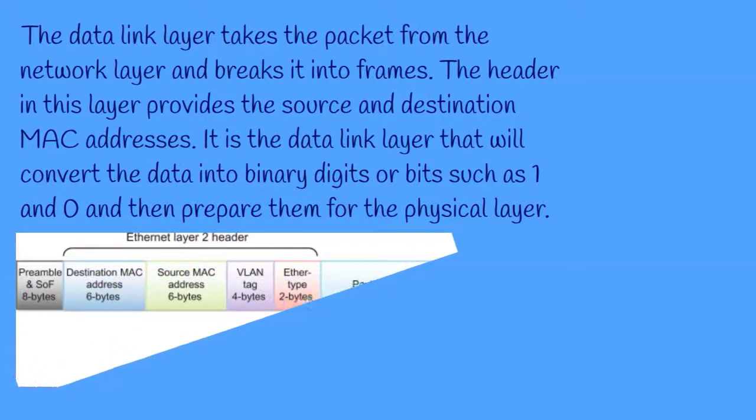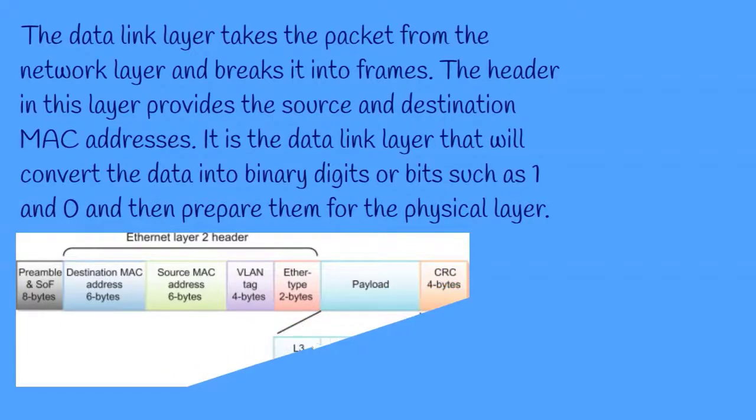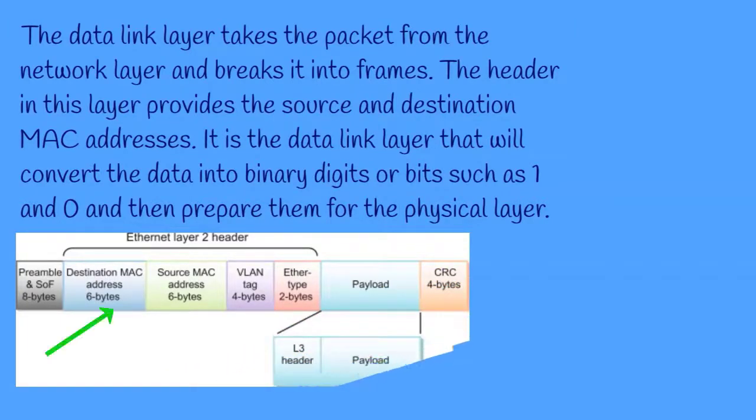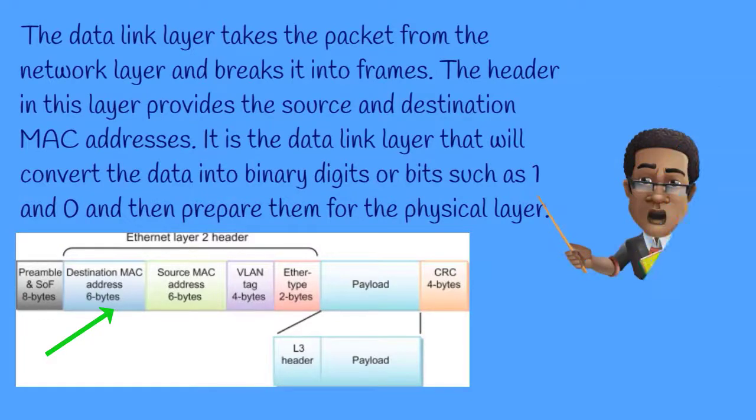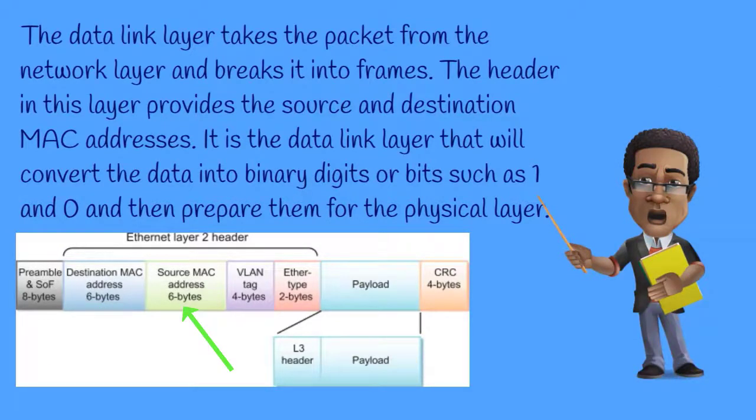Now we have an example of an Ethernet or data link layer packet here, and then you can see the header, and it has the destination and the source MAC address, and it has a CRC at the end, which is called the trailer.